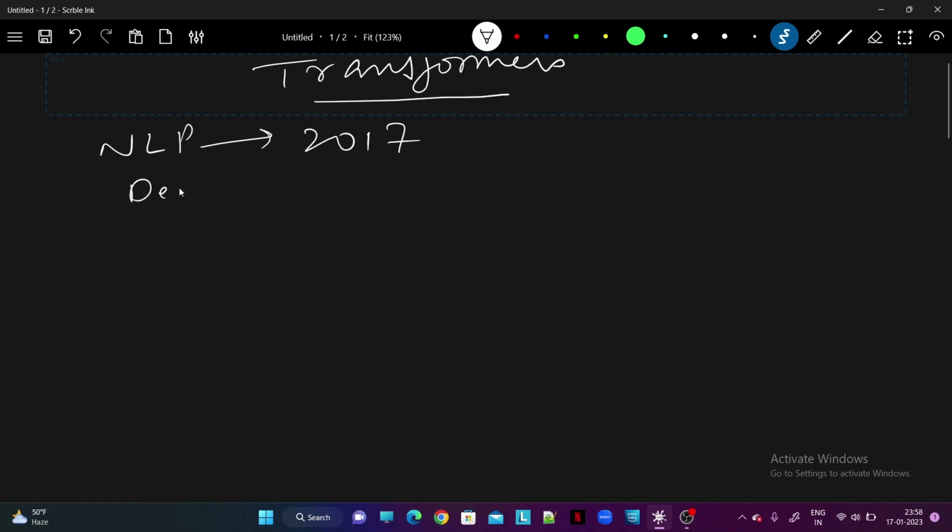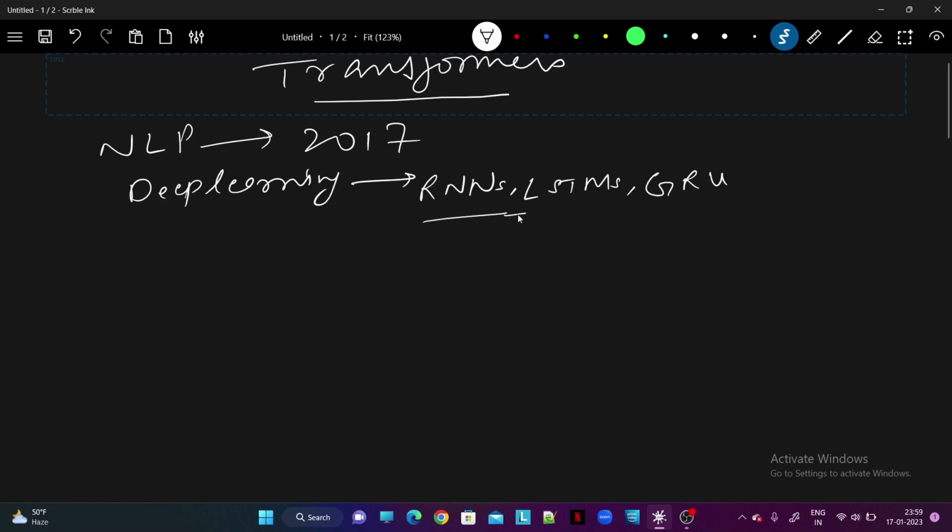The deep learning methods that were available at that time before 2017 were RNNs or LSTMs, and some people also used GRUs. I hope you all know the meanings of these terms. However, these are not very important in understanding transformers, as they are completely discarded in transformers. Transformers don't even touch upon these topics. They were totally termed redundant after the introduction of transformers.